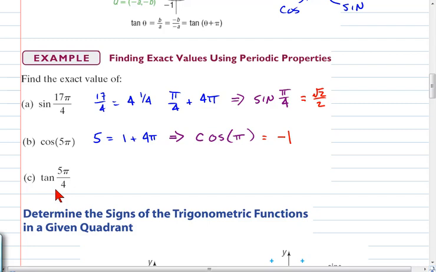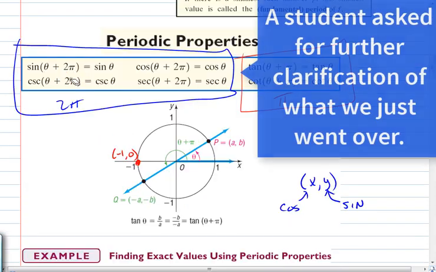Tangent of 5 pi over 4. Now, tangent has a period of pi. 5/4 is equal to 1 and 1/4. 4/4 plus 1/4 is 5/4. 4/4 is 1. This means that, because the period is pi, we have 1 pi, and this is going to be equivalent to tangent of what? Pi over 4, and tangent of pi over 4 is 1, because the values of sine and cosine are the same. The period here is 2 pi.